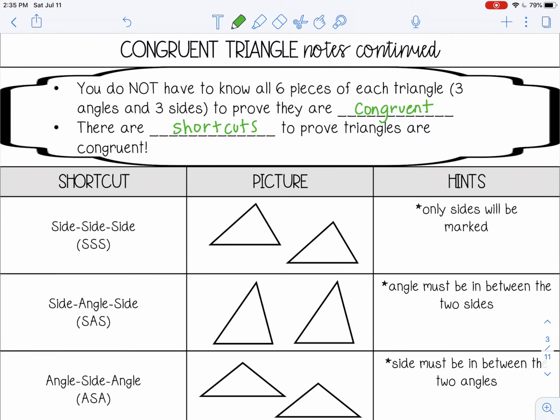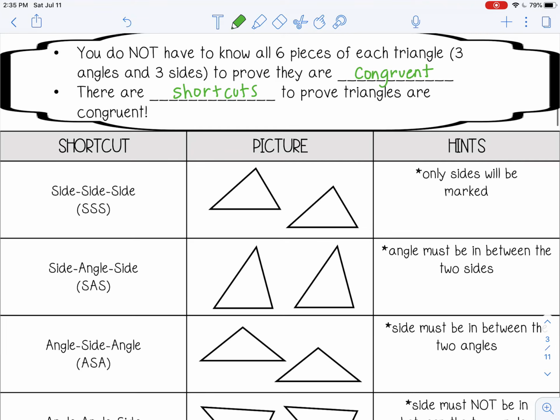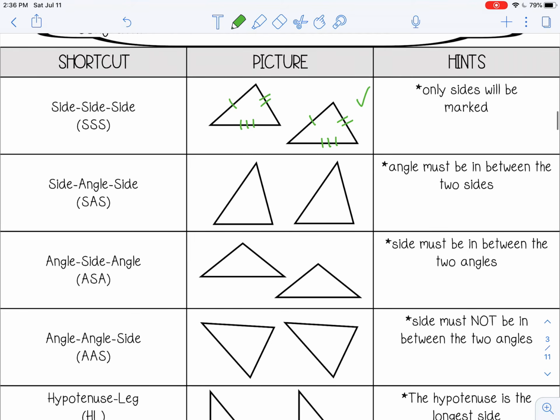So there are 5 shortcuts that we are going to learn. The first one is called side, side, side. So if you know that 3 sides of one triangle correspond and are congruent with 3 sides of another triangle, then that is enough to prove that those 2 triangles are congruent. We don't need to know anything about the angles. That's enough information to prove it. These are congruent. All right. And you notice only sides will be marked for this shortcut.